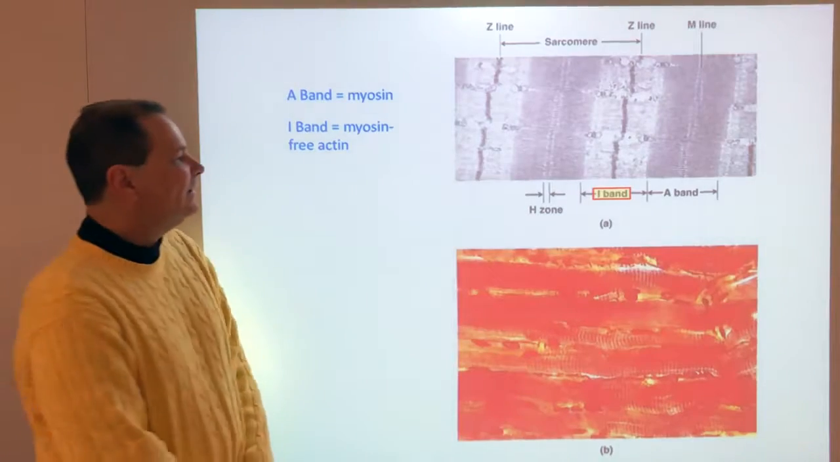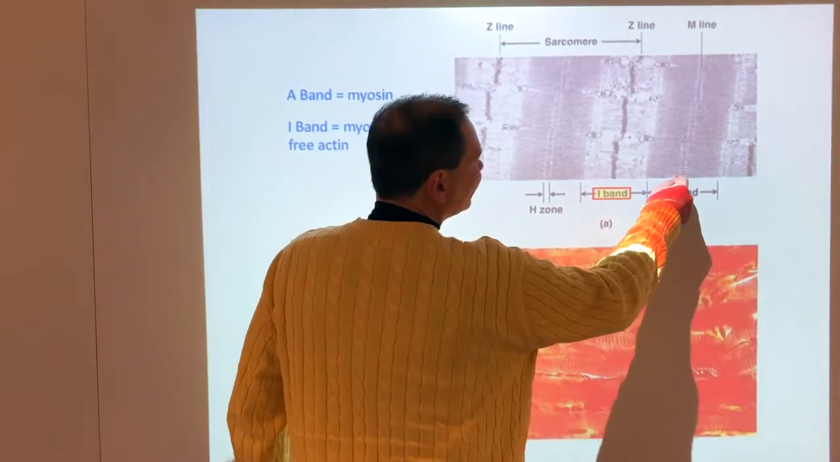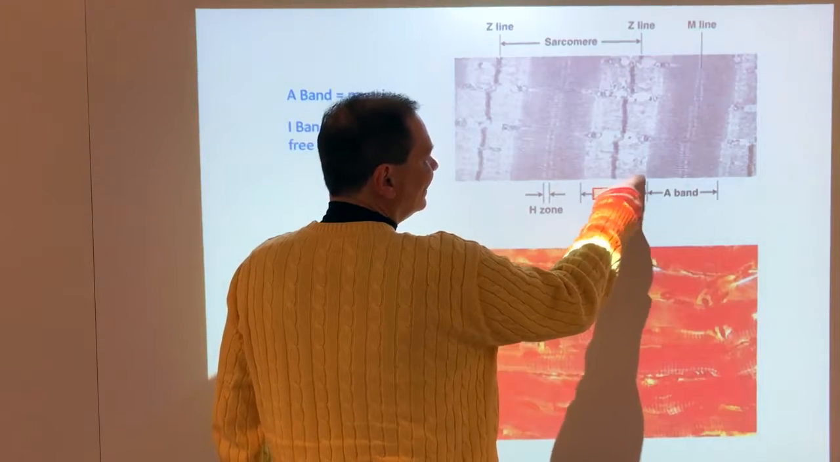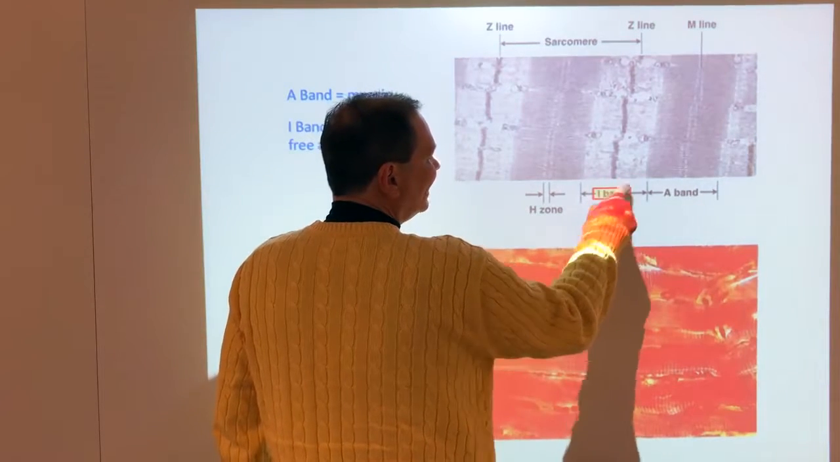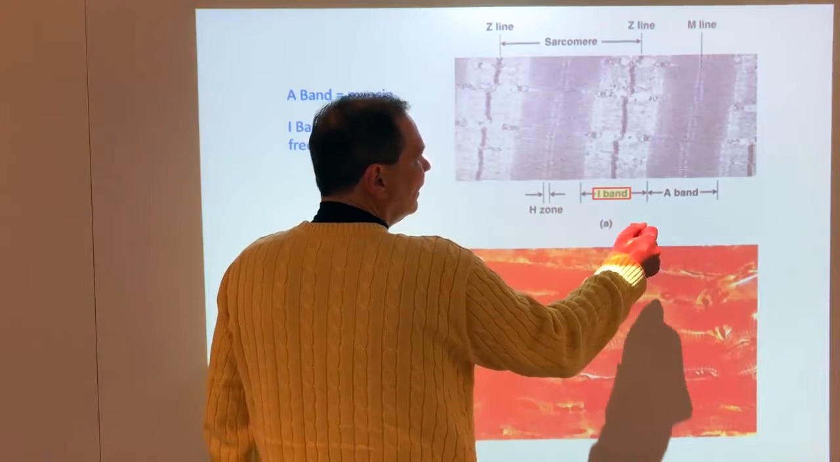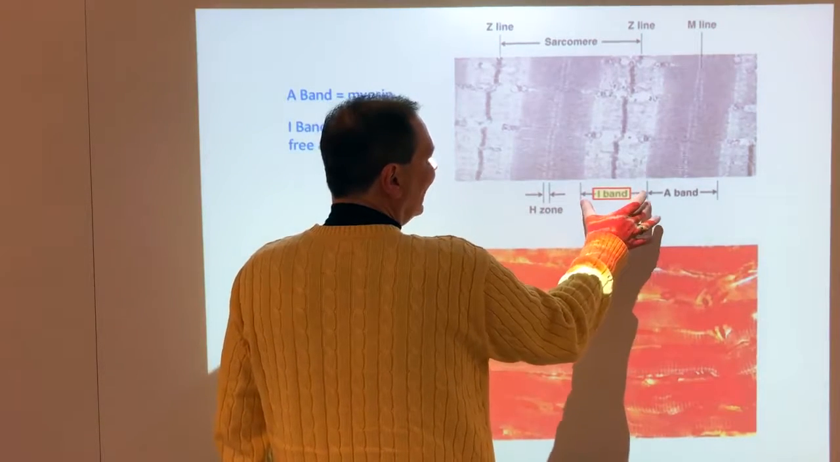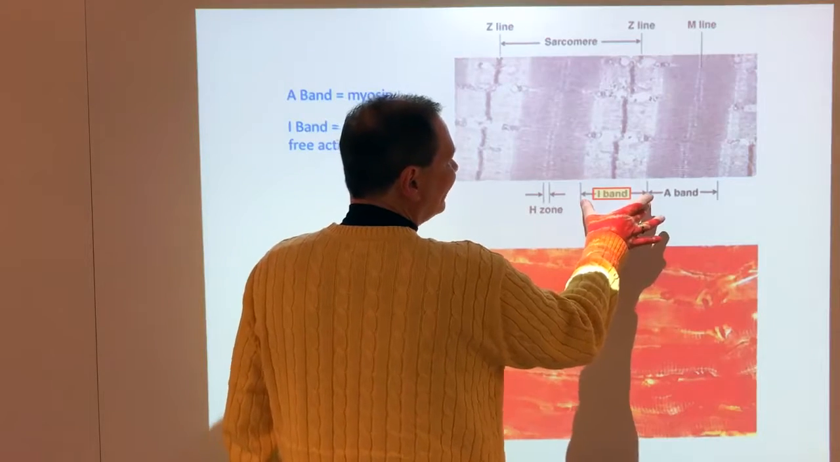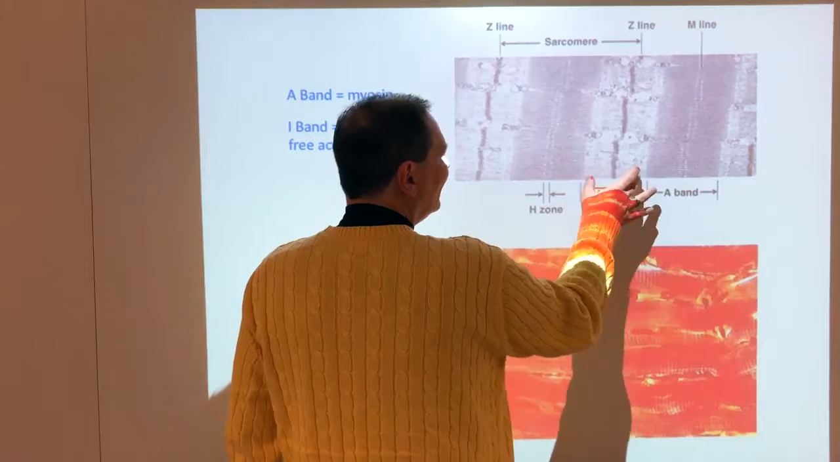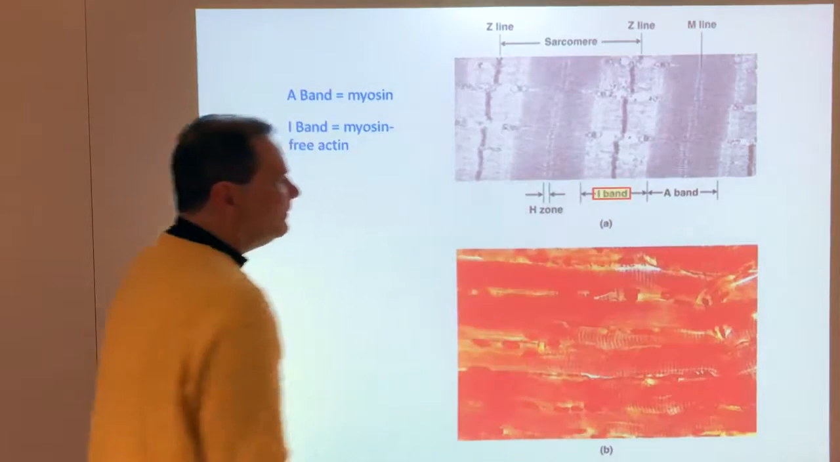The I band is made up of actin. So actin goes from about right here all the way to the Z line. The portion of that, the light colored portion, is the I band from here to here on either side of the Z line. And this is actin which does not overlap with myosin. This is actin that overlaps with myosin. This is actin that does not on either side of the Z line. That is your I band.